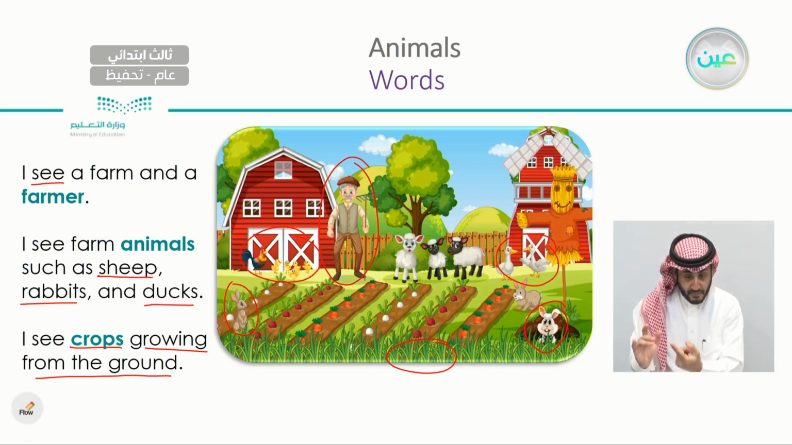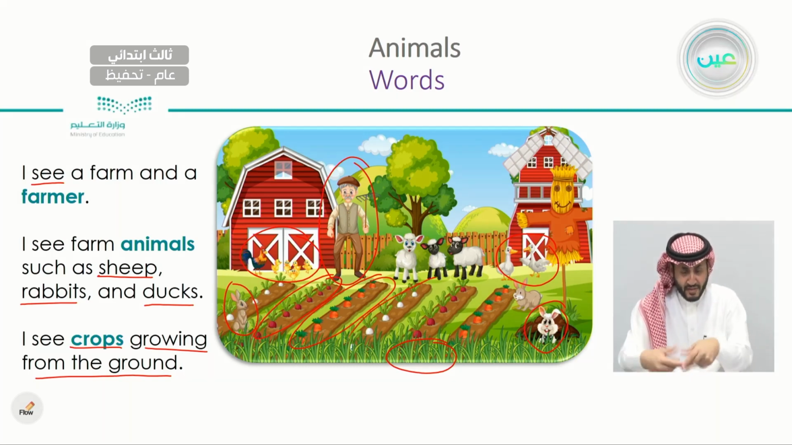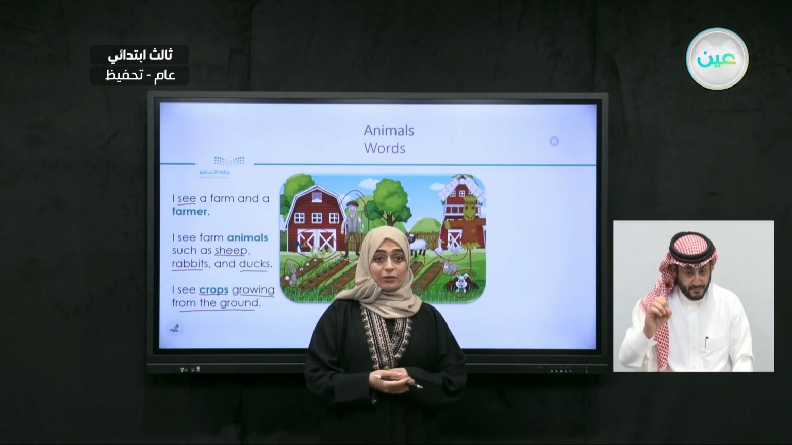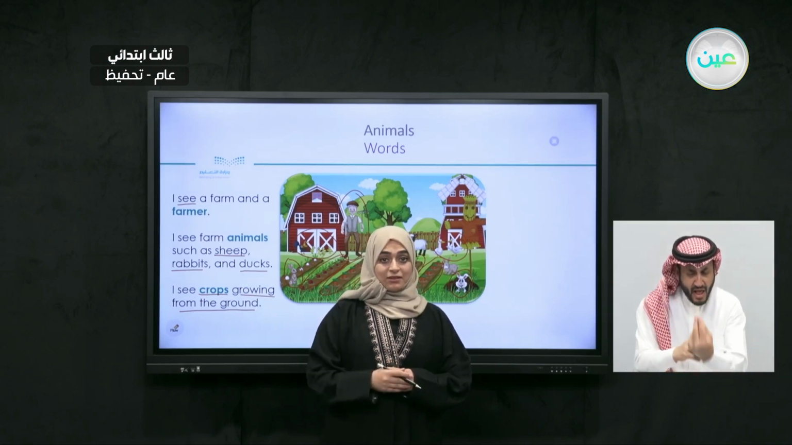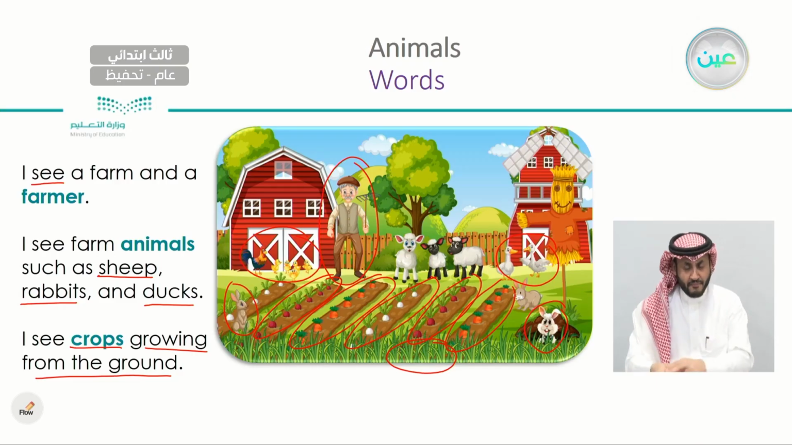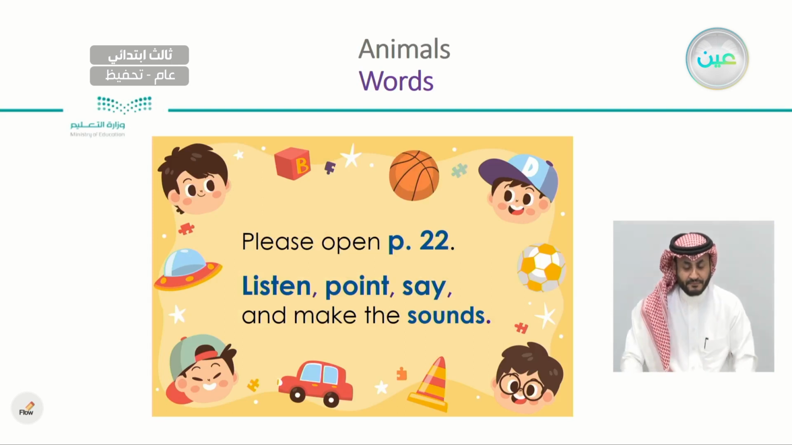Excellent. But we know that this is grass, right? What else is growing from the ground? Right? Here we have, yes, these are all, this looks like carrots, different kinds of food growing from the ground. So food growing from the ground in a farm, yes, they are crops. Excellent. Let's read the sentence one last time. I see crops growing from the ground. Excellent. Now let's open page 22.